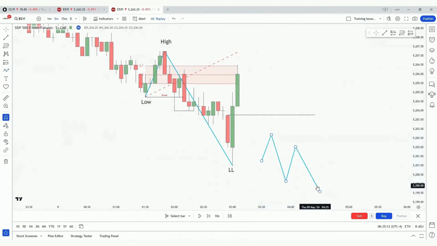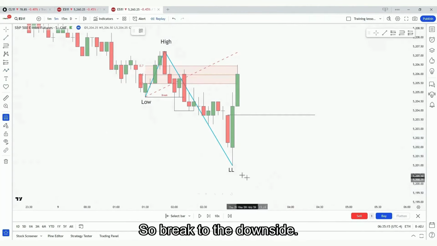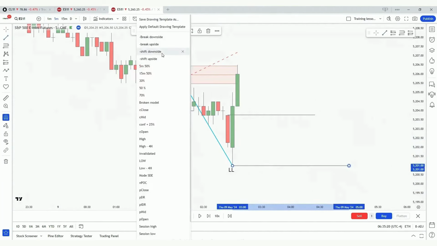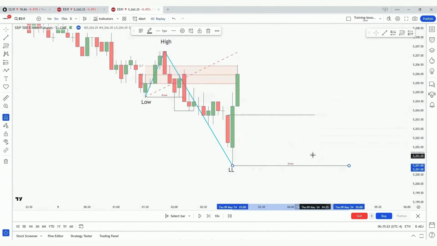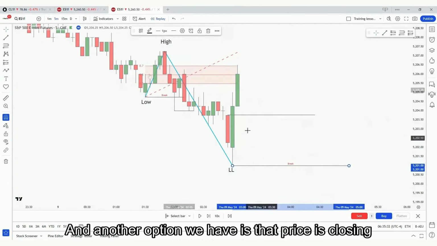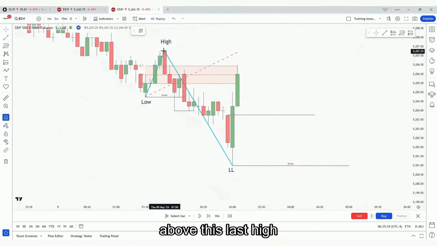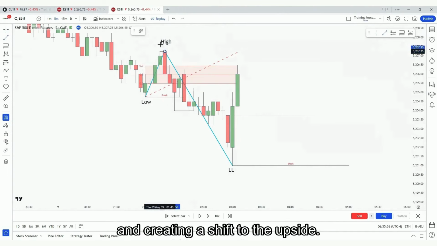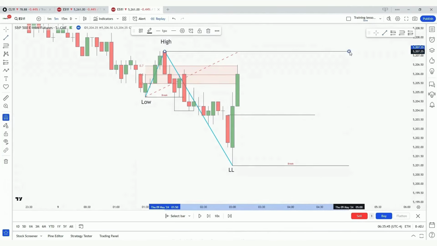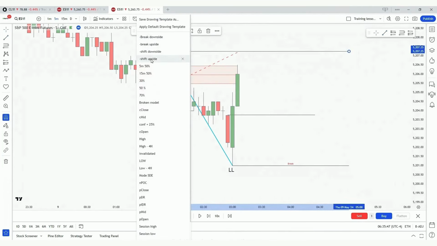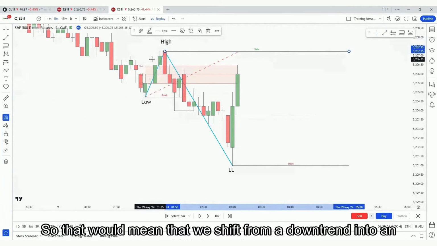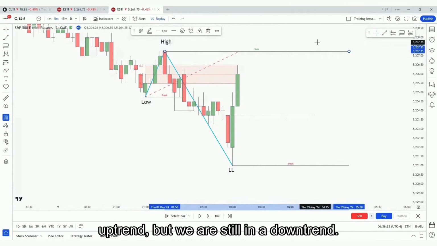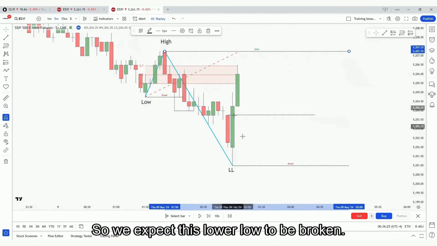Let's mark this low. So break to the downside. And another option we have is that price is closing above this last high and creating a shift to the upside. So that would mean that we shift from a downtrend into an uptrend. But we are still in a downtrend, so we expect this lower low to be broken.